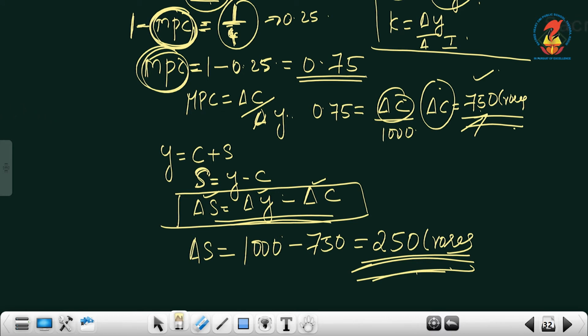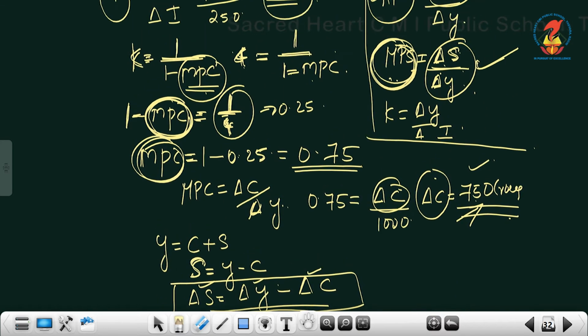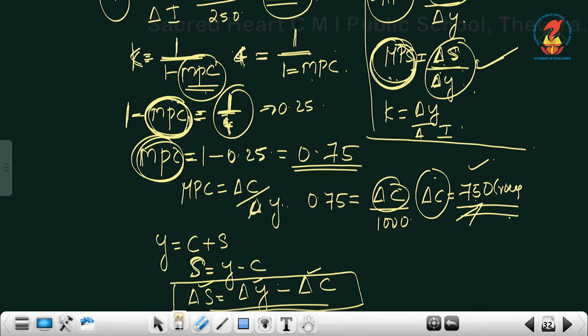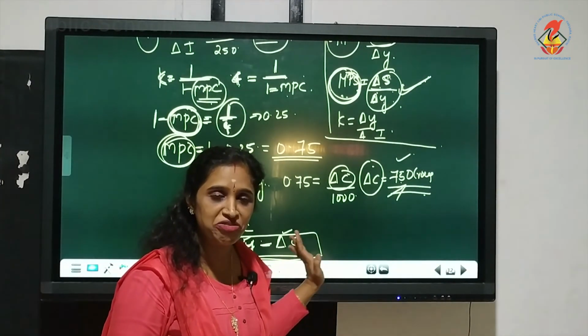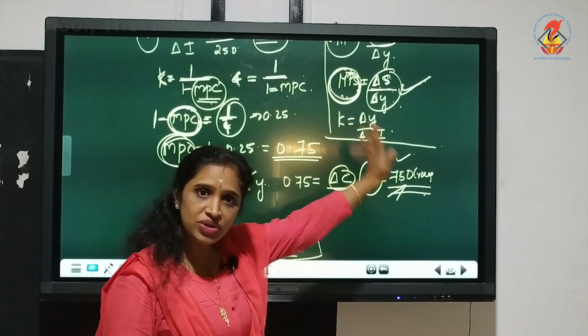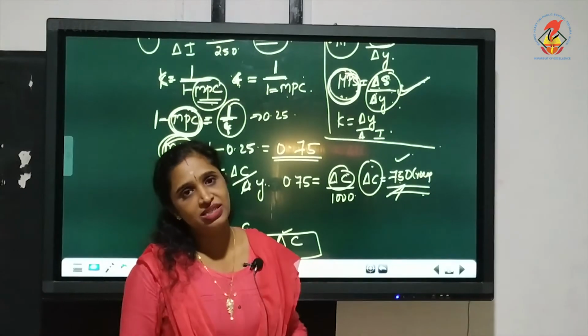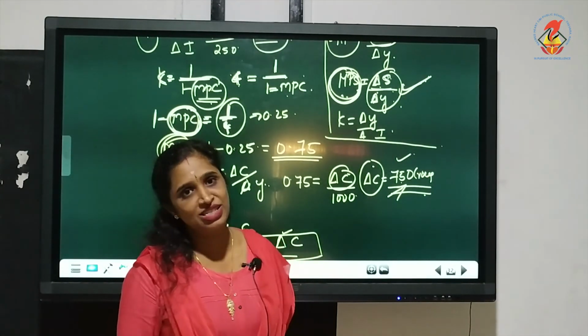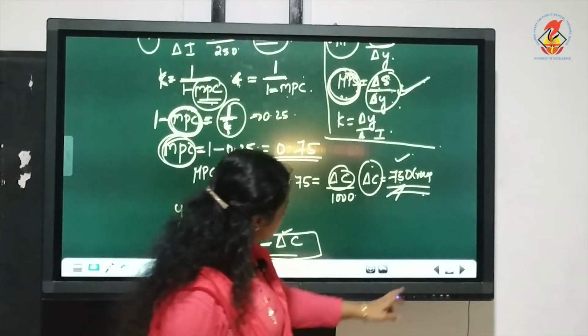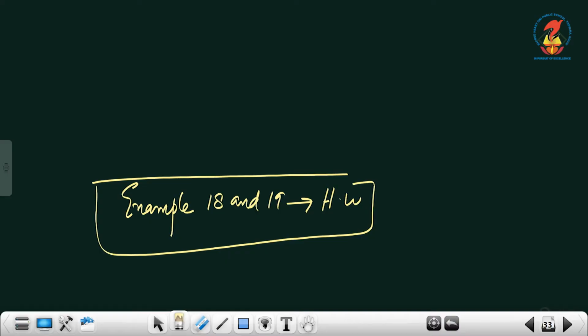Okay. Now this method you can use only when delta Y and delta C are present together. So if delta C is not there, you cannot use this formula. You have to find out the value of delta S only by using the other formula. But here both delta C and delta Y were present. That is why I used this particular formula and found delta S. So try it out in the other way and see whether you are getting the answer as 250. Definitely you will get the answer as 250. Right? Now this is all about that particular problem.